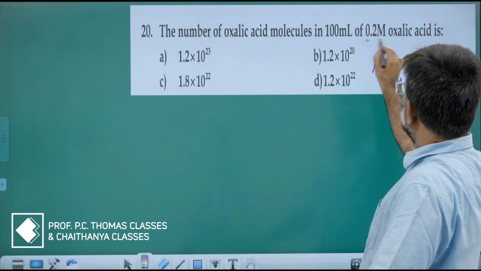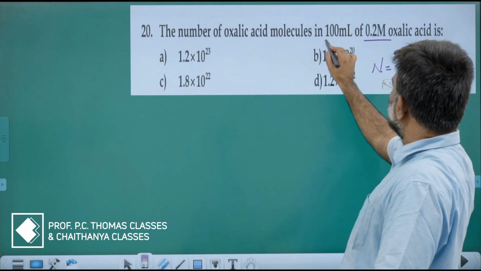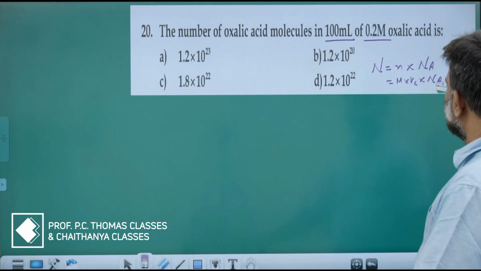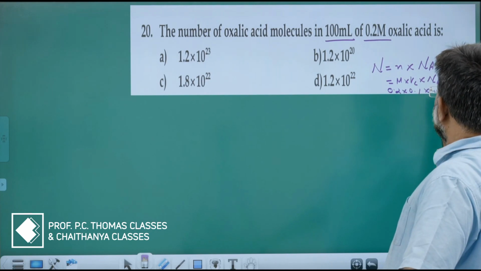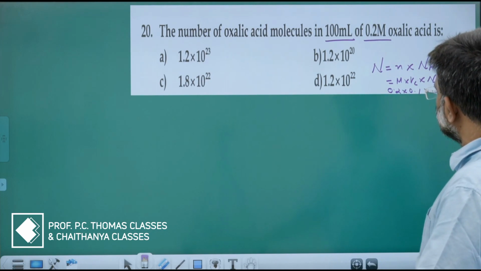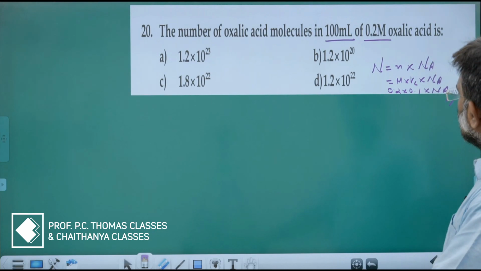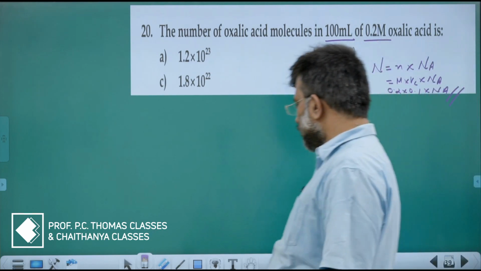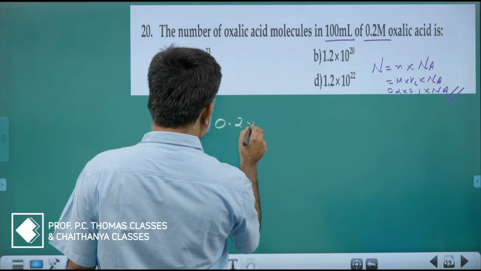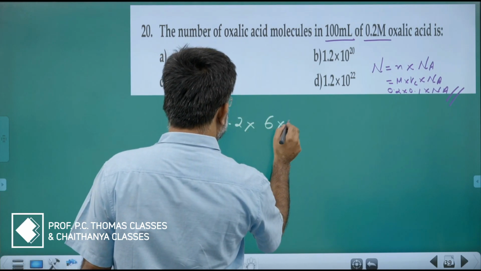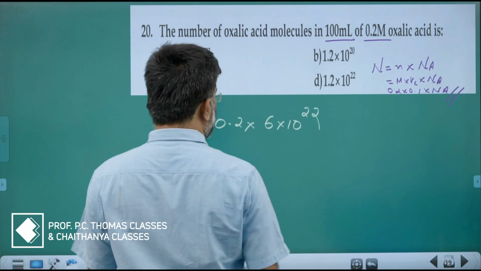What is molarity? 0.2. What is volume in liter? 0.1 liter. So what is the answer? 0.2, 0.1 into Avogadro number. So 0.2 into 6.023 into 10 raised to 22.